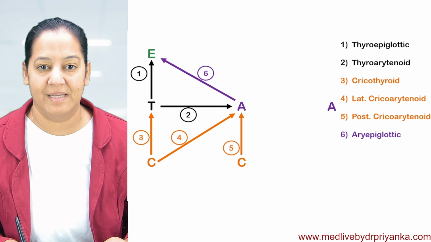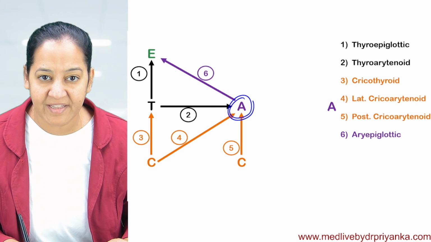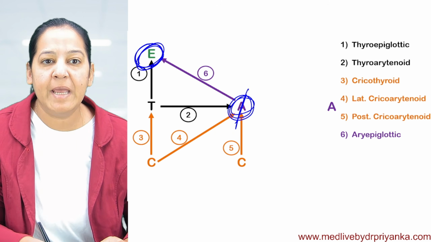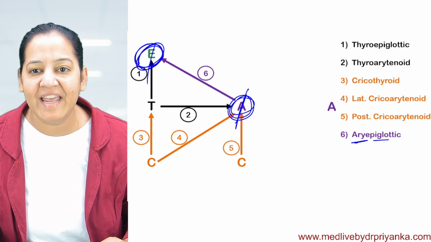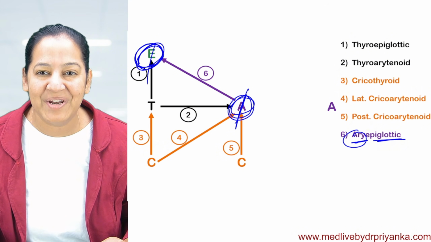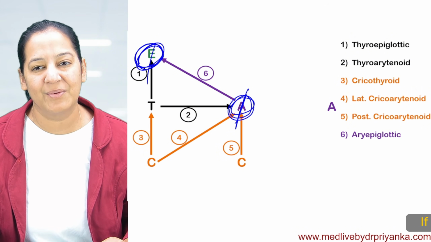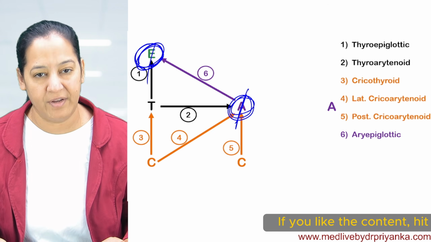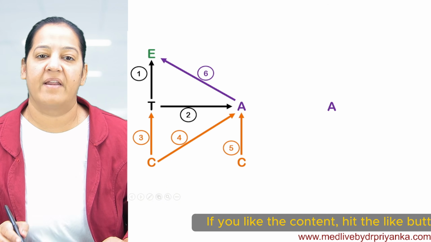So the first muscle out of the 4 is connecting the arytenoid with the epiglottis. What is the name of this muscle? Aryepiglottic. It is connecting the arytenoid with the epiglottis. That's why it is known as aryepiglottic. This is the first muscle arising from the arytenoid.